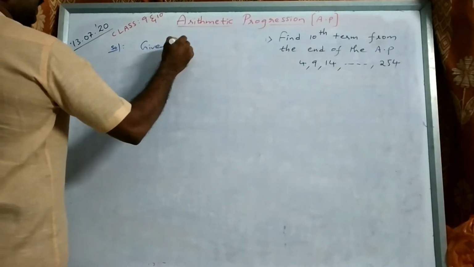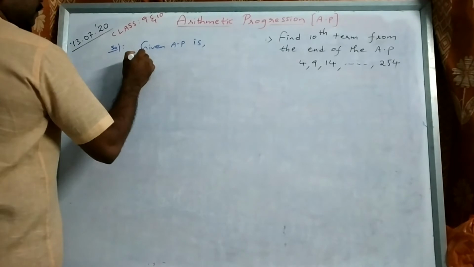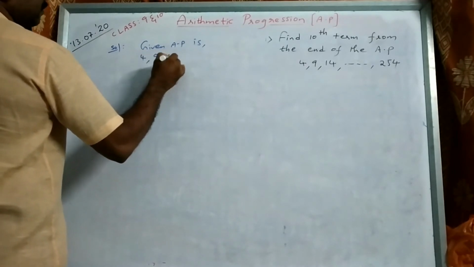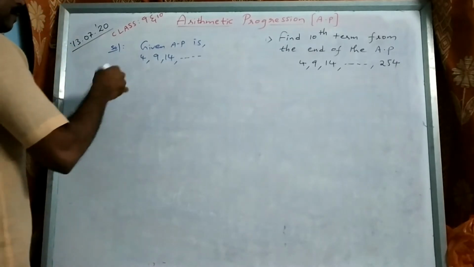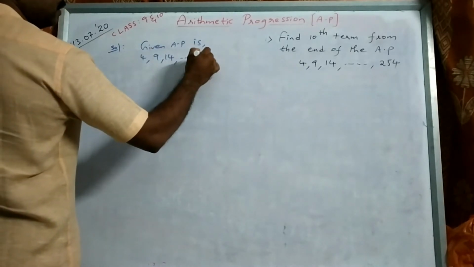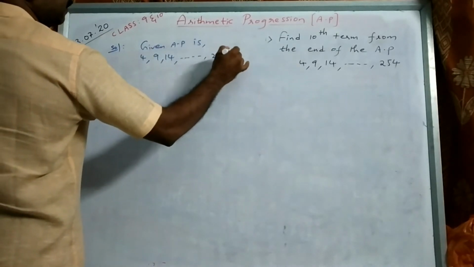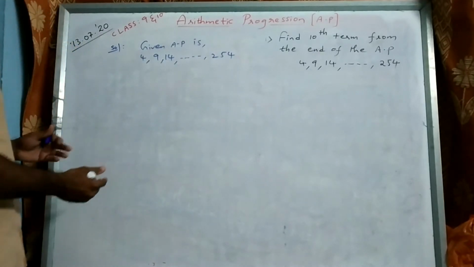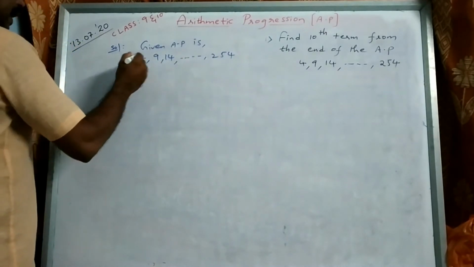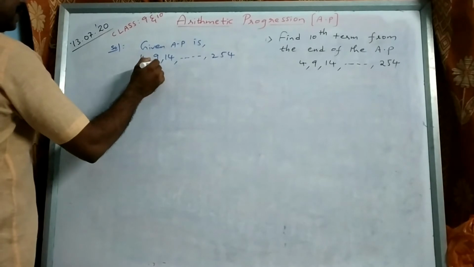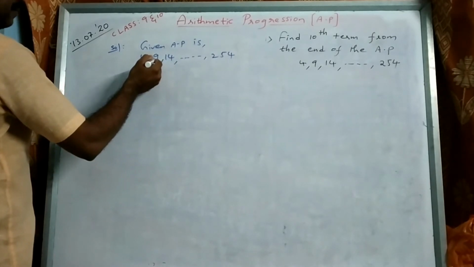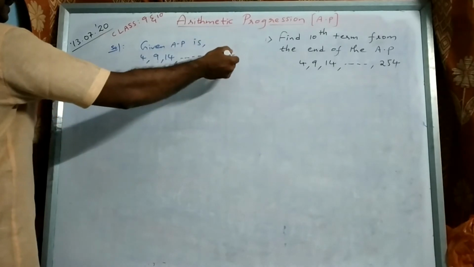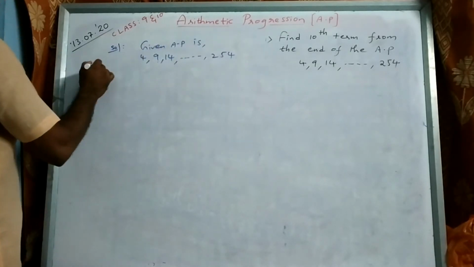The given AP is 4, 9, 14, that is 4 plus 5, 9 plus 5, and so on up to 254. Now, what is the common difference here? 5, no? 9 minus 4, 5. 14 minus 9, 5. Now, I will write the given AP in reverse order.